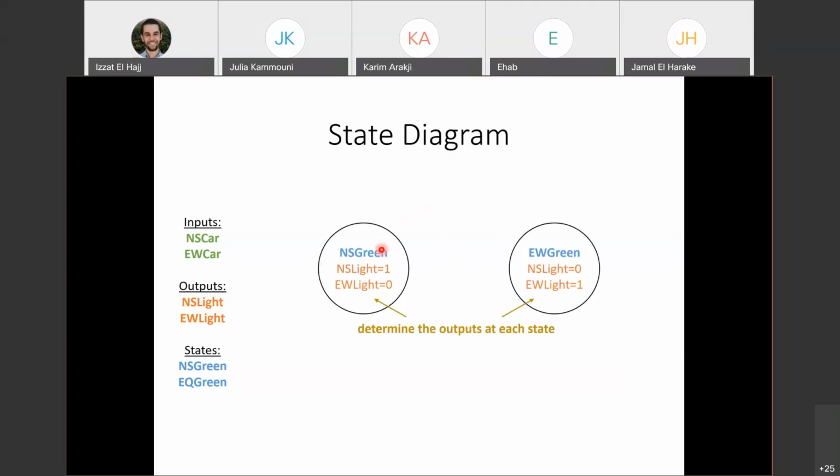So in the NS green state, I'm going to write the output inside of the circle that's representing the state, because the output depends only on the state. So here in NS green, NS light is 1 and EW light is 0. Similarly, for the east-west green state, the east-west light is going to be 1, and the north-south light is going to be 0. So the next step was to determine the outputs at each one of these states. Okay? Any questions so far?